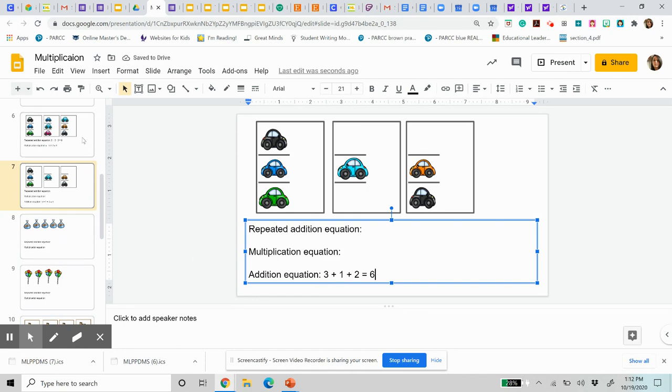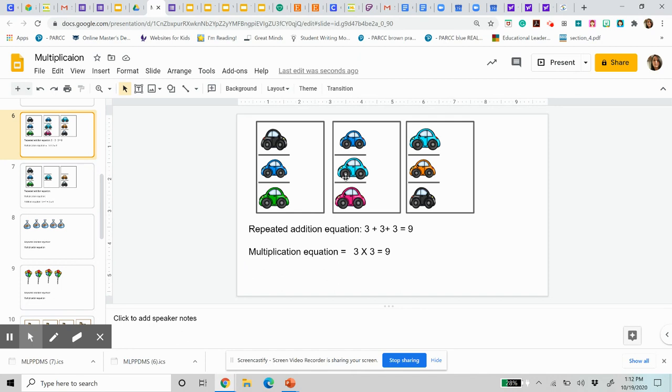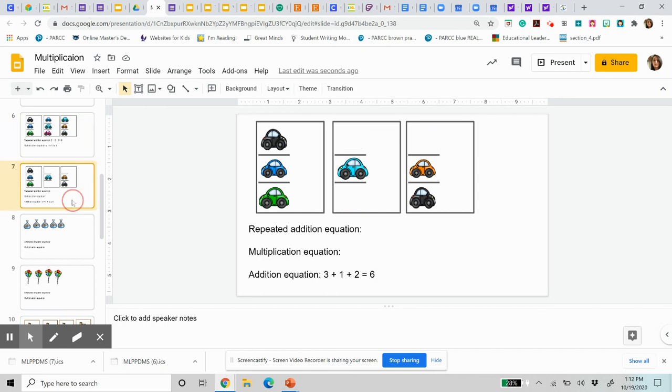Okay, see the difference? These are equal groups. We are adding the same number repeatedly. Okay, here we are not adding the same number repeatedly. Okay, that's the difference.